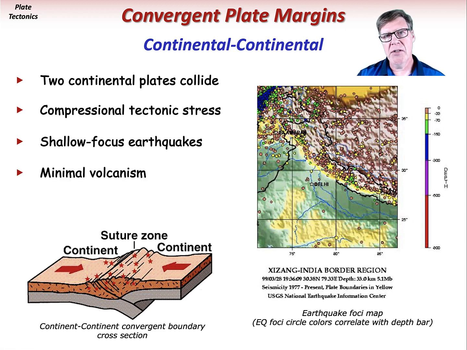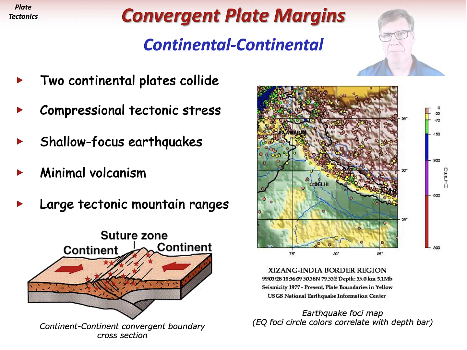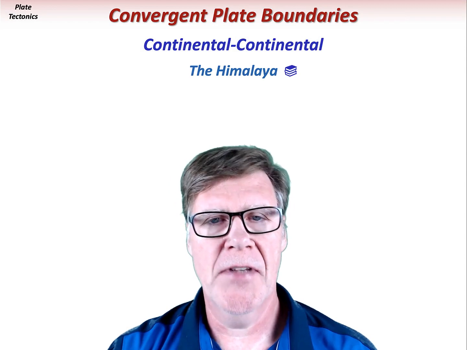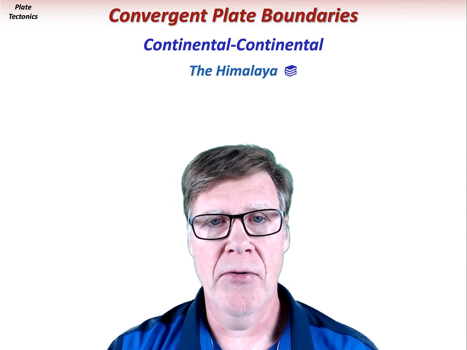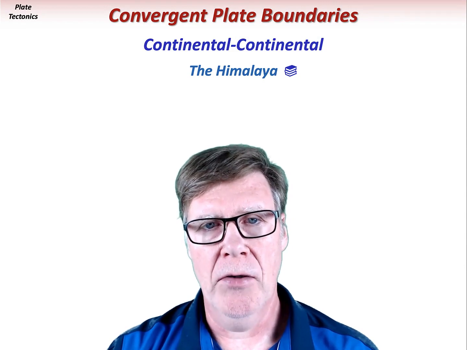Because there's no subduction zone, there's very little volcanism. Without that downgoing slab to help generate the magmas, there's no volcanism and no volcanic arc. These make some of the largest mountains on Earth, and these are truly large tectonic mountains. The Himalaya of South Central Asia are a prime example of a tectonic mountain range formed at a continental-continental convergent boundary.